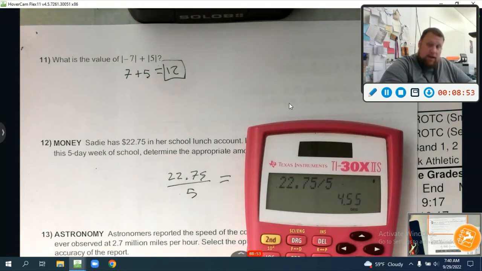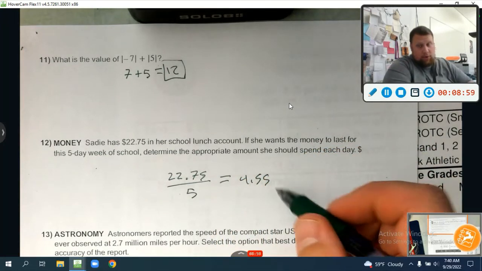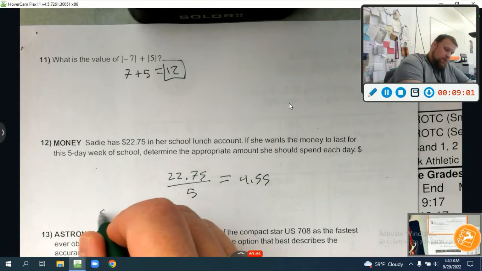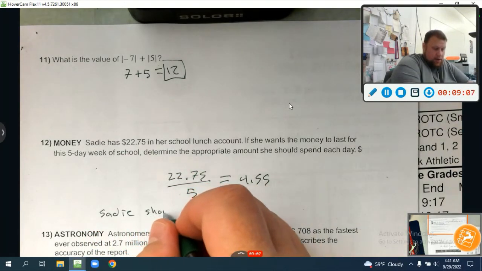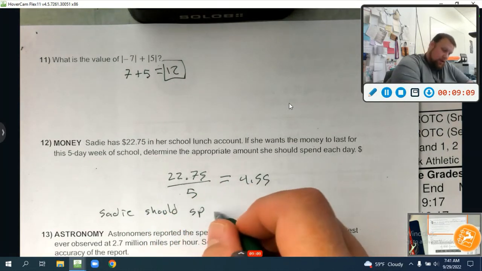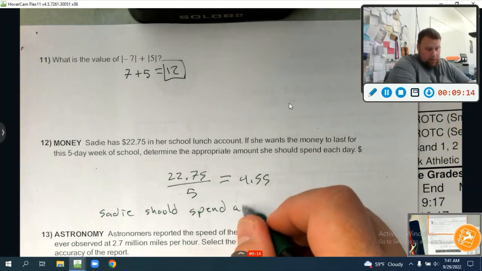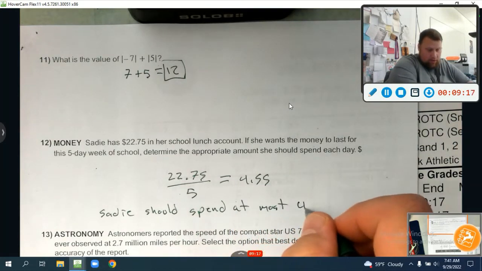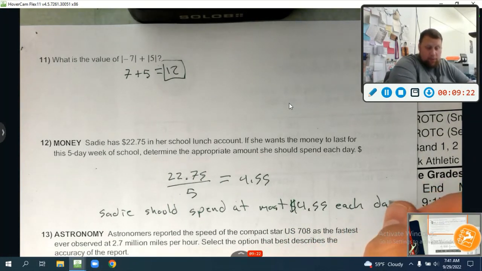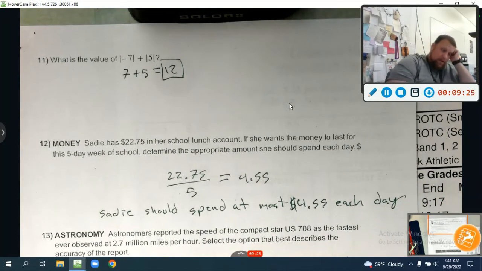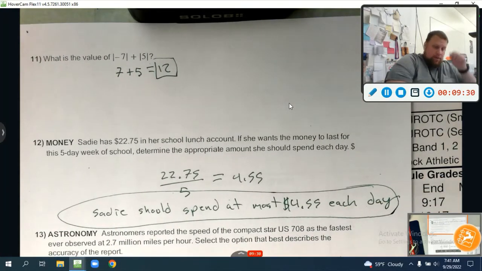22.75 divided by 5 gets me $4.55. Now, a word question gets a word answer, right? So, Sadie should spend at most, I'd say at most, $4.55 each day. She can always spend less and save more money for the next day, right? It just depends. All right. Got to circle them answers.